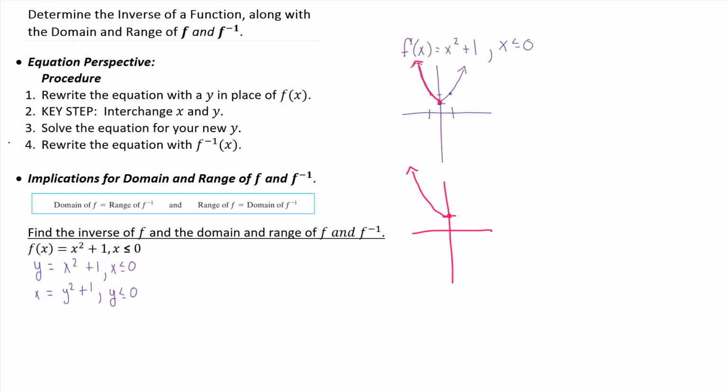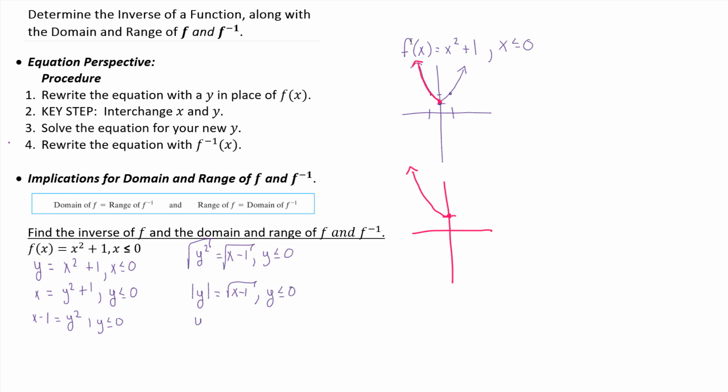And then what you do, this is the hardest part of the process, is you have to now solve for your new y. So I'm going to subtract 1 from both sides, which gives me x minus 1 equals y squared, where y is less than or equal to 0. I'm going to change the order so I can look at y squared equals x minus 1, where y is less than or equal to 0, so I haven't changed anything. I'm going to apply the square root to both sides to get rid of that square. When I do that, that leaves me the absolute value of y is equal to the square root of x minus 1, where y is less than or equal to 0.